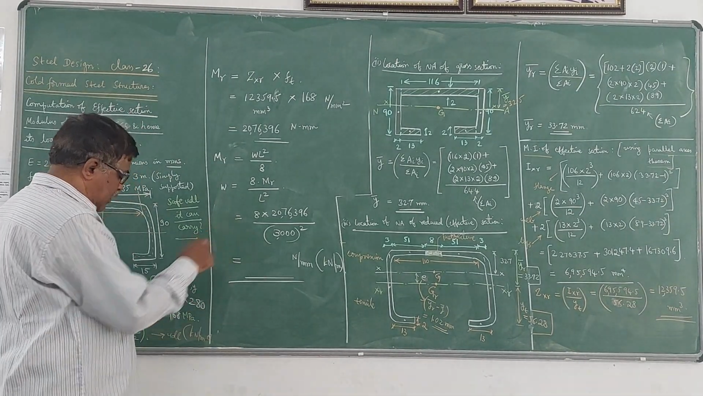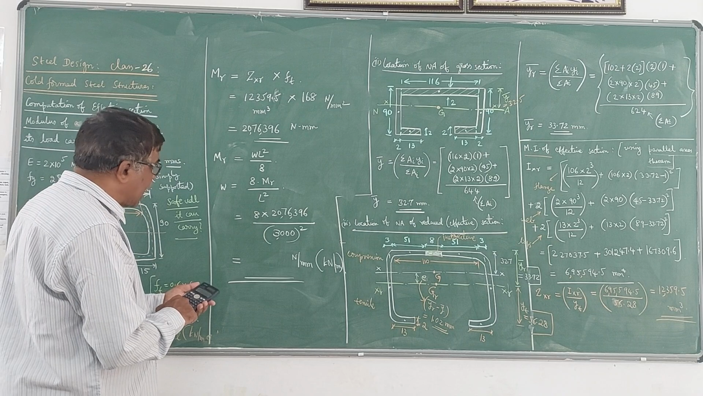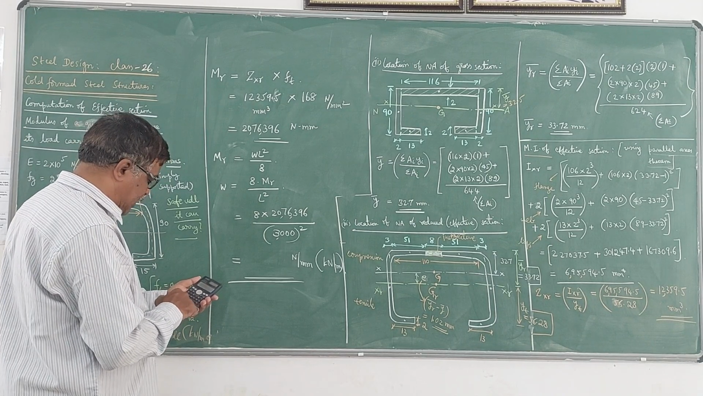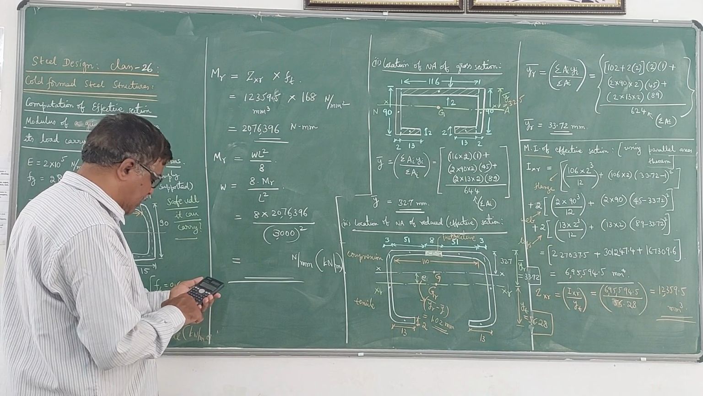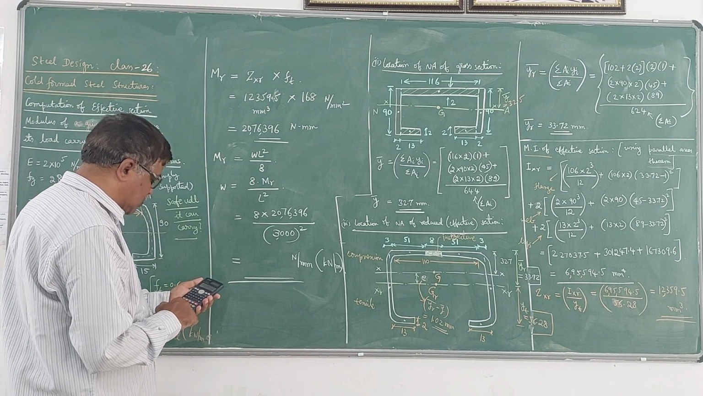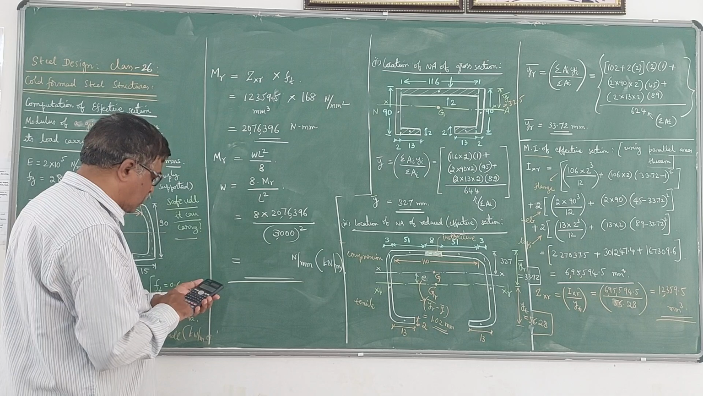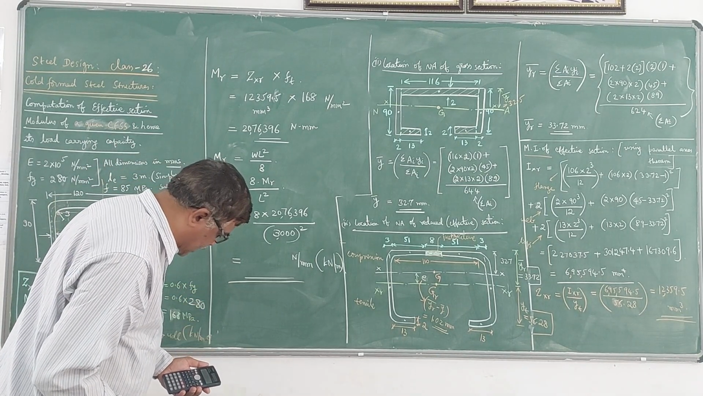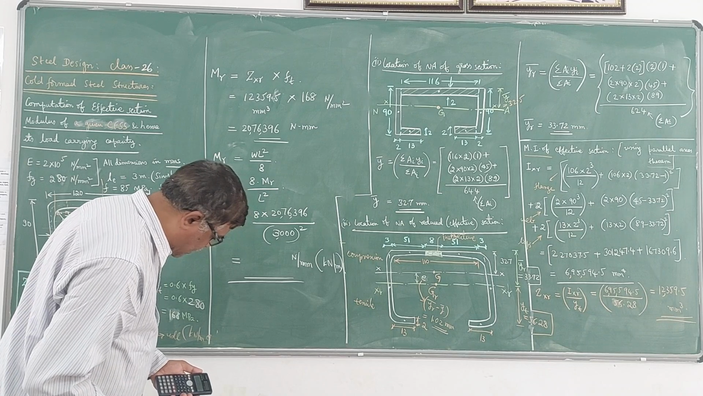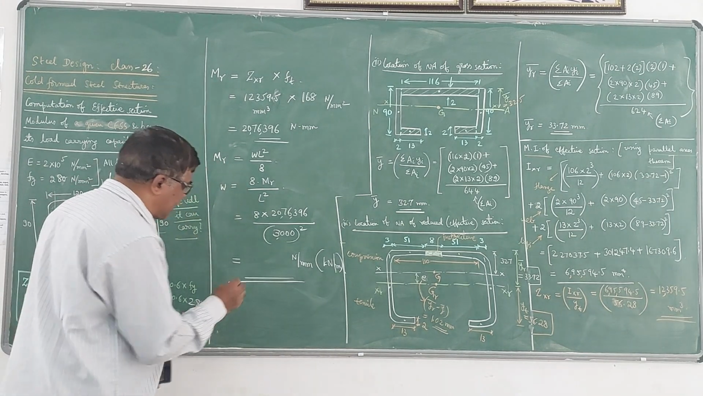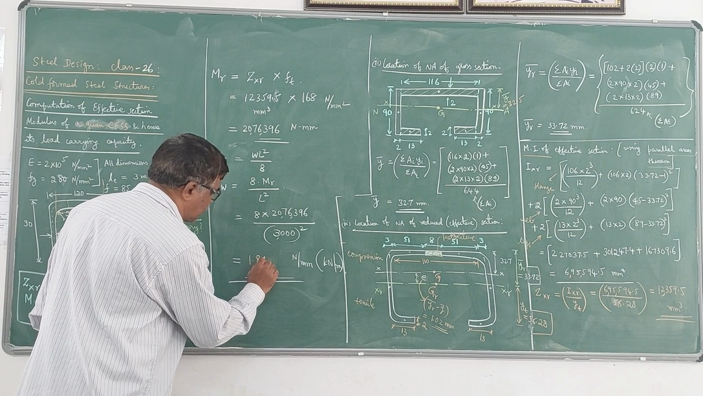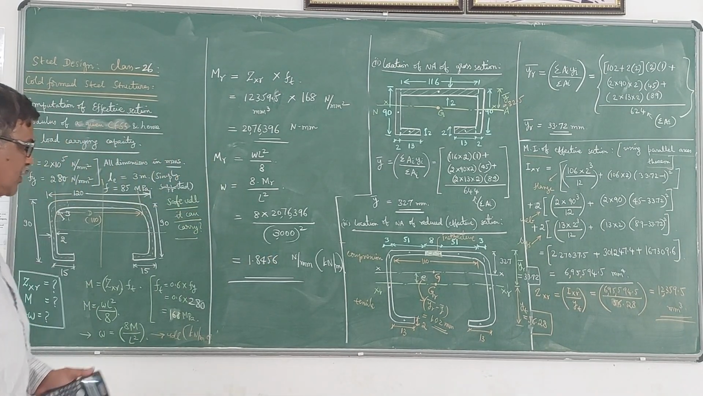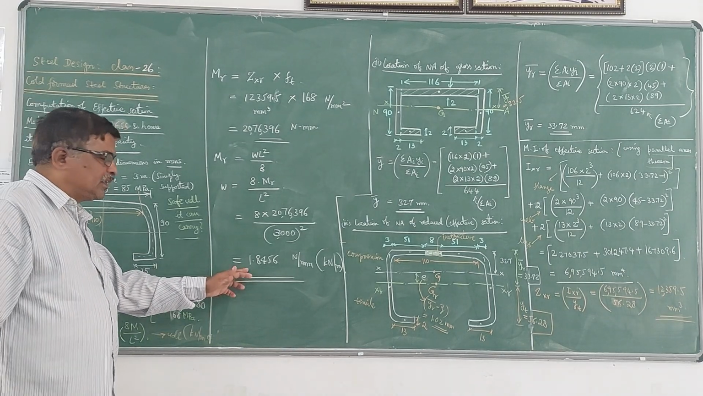Now I will just calculate the value. 8 into 2076396 divided by 3000 square. You are going to get the value as 1.845, or 1.85, Newton per mm or kilonewton per meter. So this is the safe load the beam can carry.